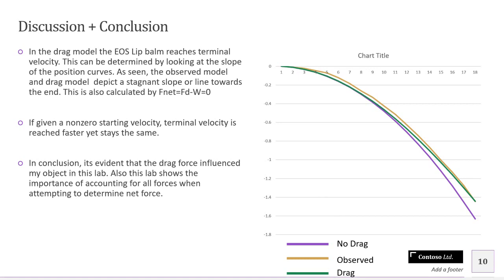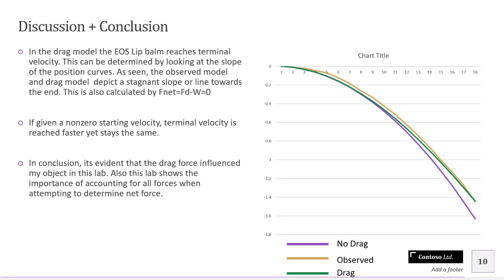Here is a final graph displaying drag, no drag, and observed data. As stated before, the object does reach terminal velocity due to the drag force being equal to the weight force, causing zero acceleration. The velocity starts at 0, but as velocity increases, the drag force increases as well, causing them to equal each other, resulting in zero net acceleration.